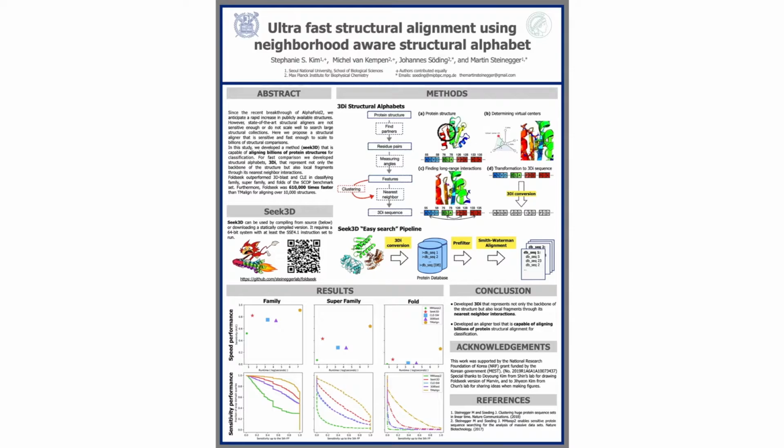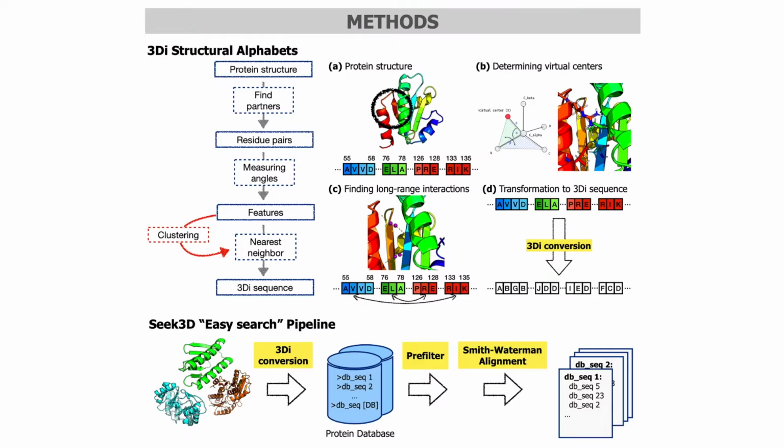So here we propose a structural aligner that is sensitive and fast enough, and that also scales up to billions of structural comparisons. This study consists of two parts. The first part is developing a structural alphabet that transforms a protein three-dimensional structure to a one-dimensional sequence, which will be used later for alignment, and which was done by Martin from Max Planck. The second part is implementing the conversion of protein to a 3Di-based sequence in a new aligner that is faster and more sensitive compared to other aligners.